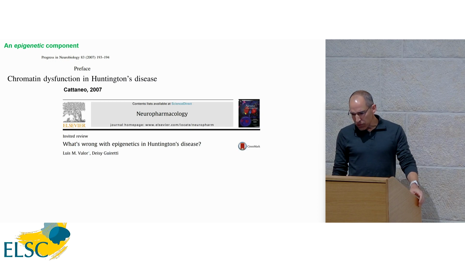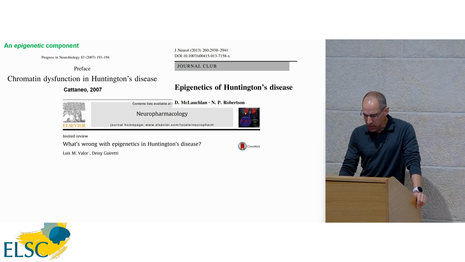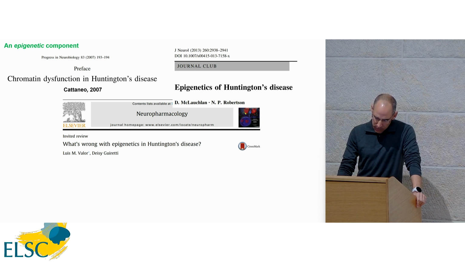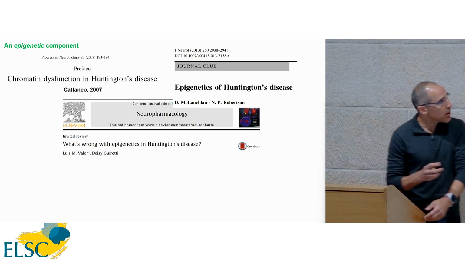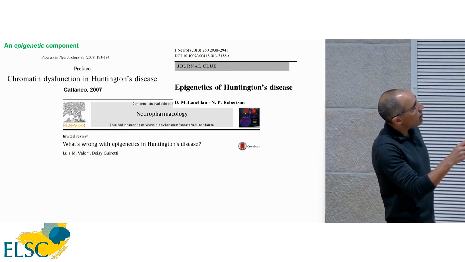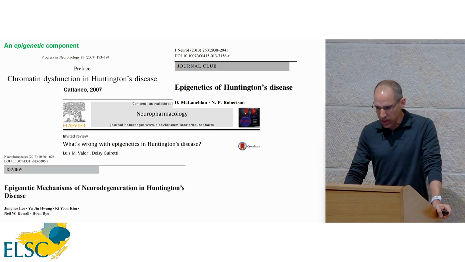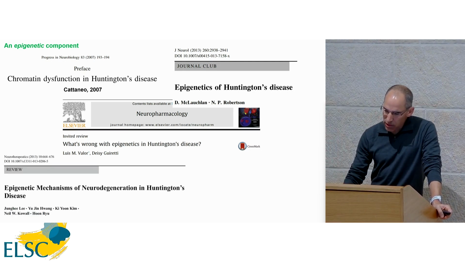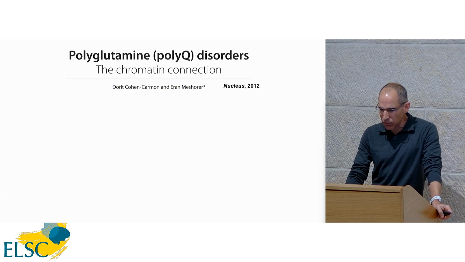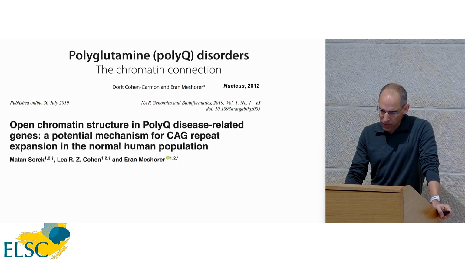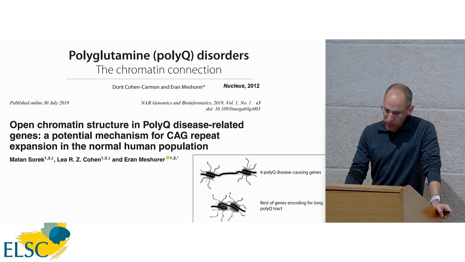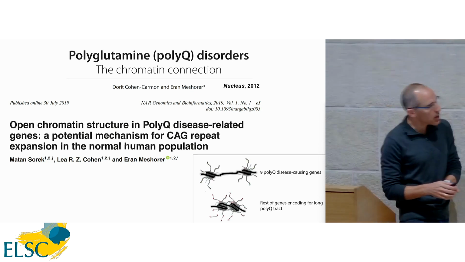So this is just a few papers that came out in the past several years. Elena Cattaneo, one of the leading Huntington's disease researchers in Italy, already commented about chromatin and epigenetics dysfunction in Huntington's disease over 15 years ago, but there are really dozens of papers and reviews. This is just a handful, and we also contributed to this notion with our own understanding.